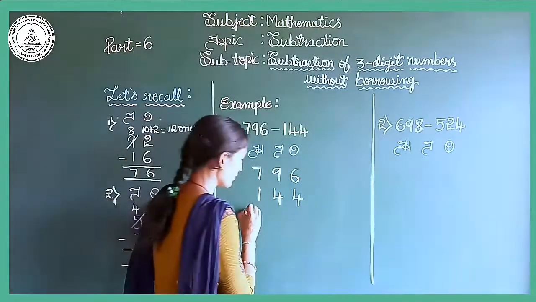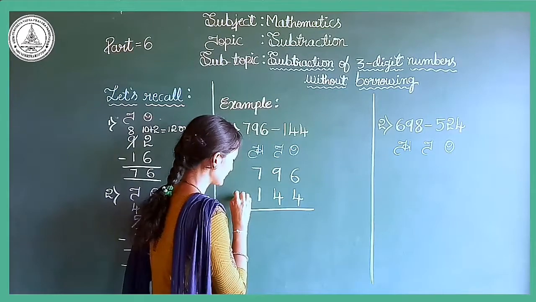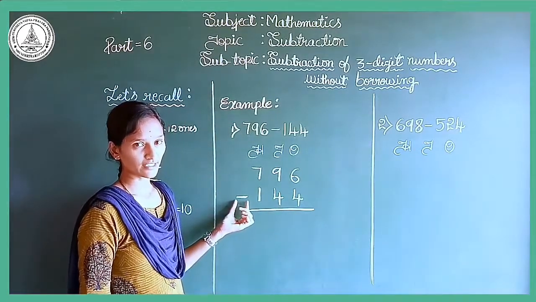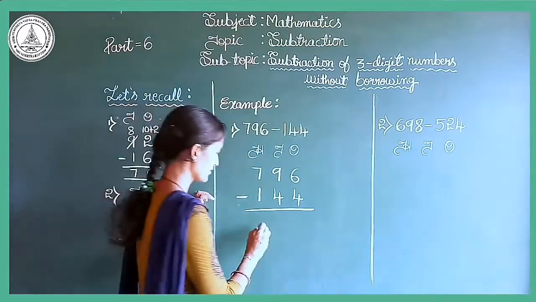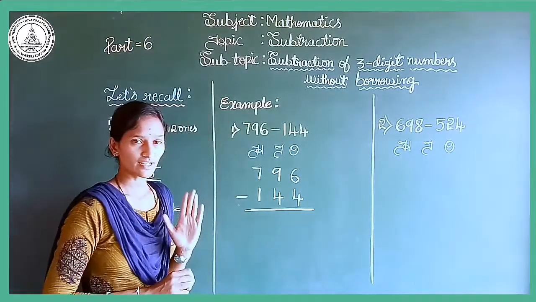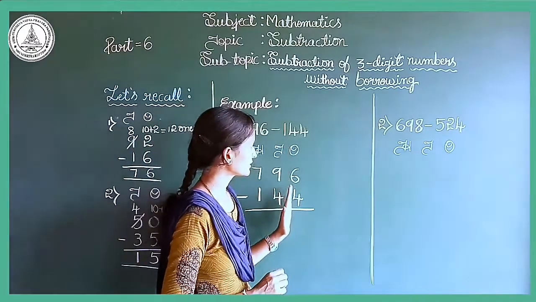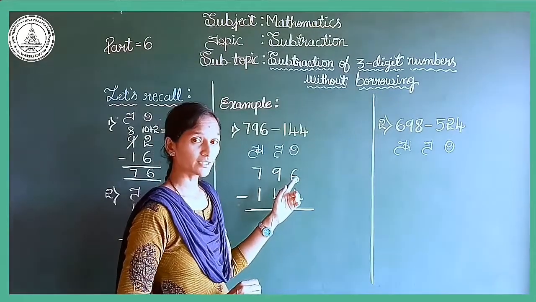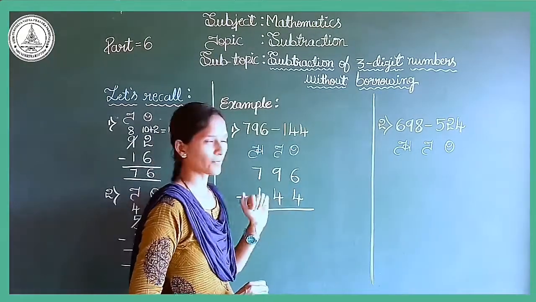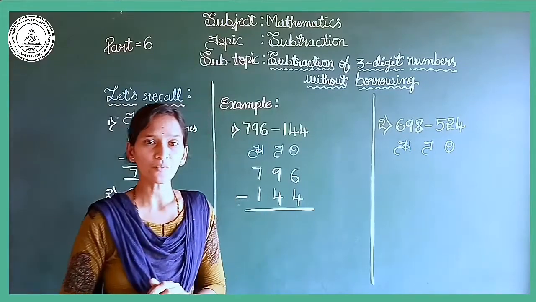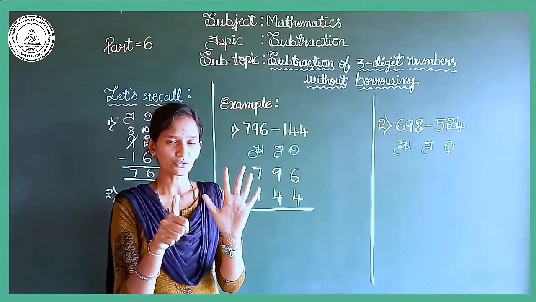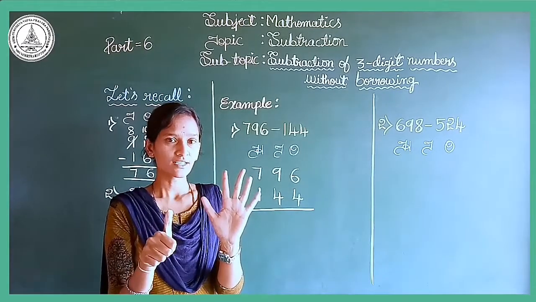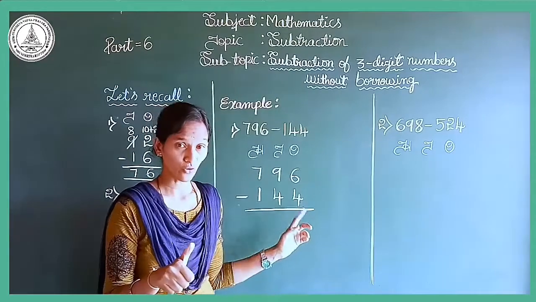Right? So now you have to subtract, and place the symbol of subtraction, this minus, on the left side. Okay? So what is our first step? You have to subtract the numbers in the ones column. The given numbers are 6 minus 4. So what is 6 minus 4? First you have to use 6 fingers to subtract. So the bigger number is 6. From that you have to subtract 4, right?